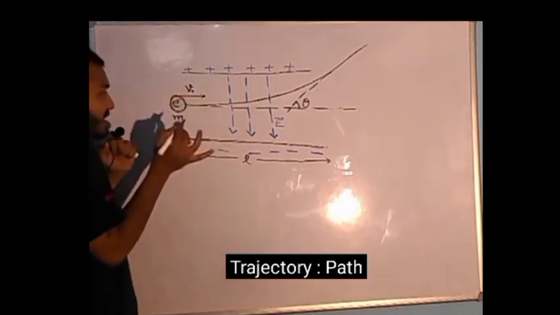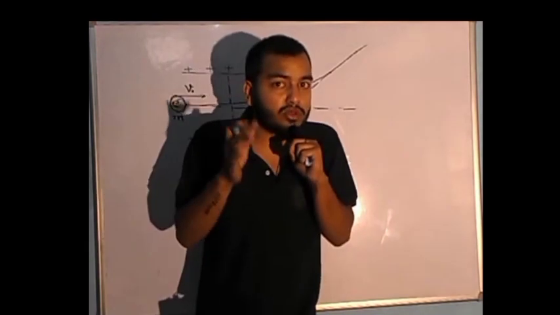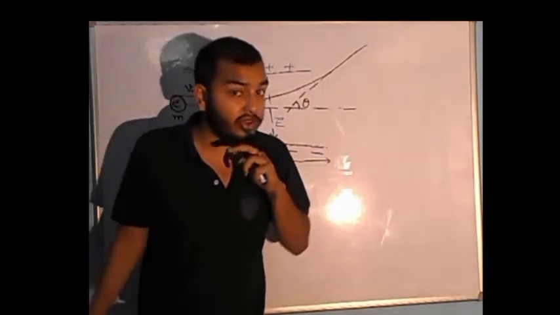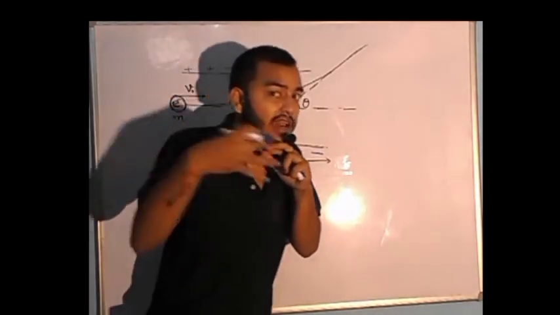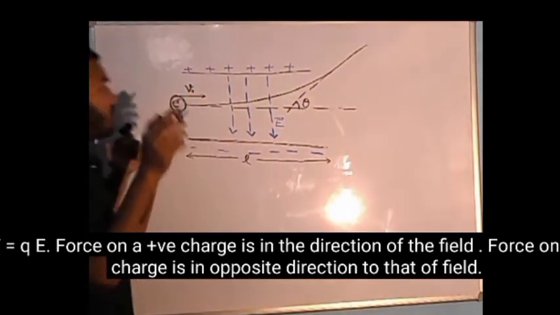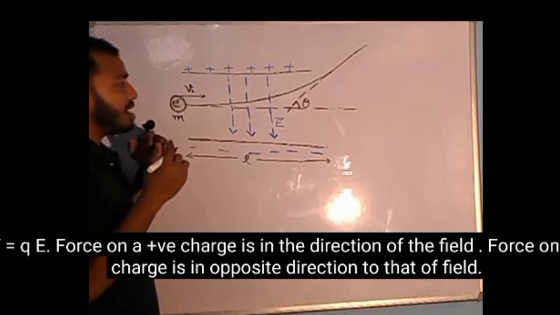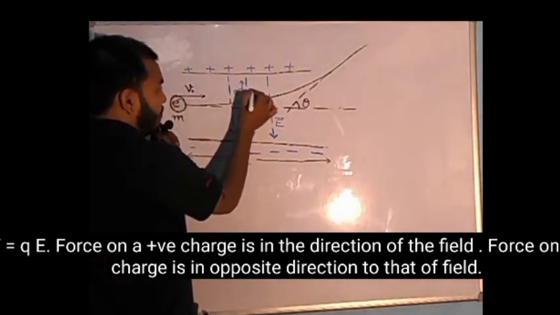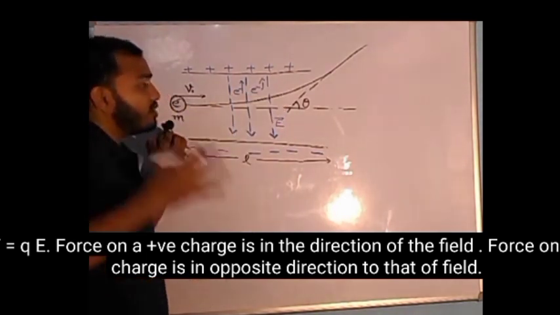When a particle is in an electric field, it experiences a force F equal to Q times E, where Q is the charge and E is the intensity of the electric field. But the force on a positive charge is in the direction of the field, while the force on a negative charge, which is an electron, must be opposite to the direction of the electric field. So when an electron comes over here, it experiences an upward force. I repeat, the force on the electron is opposite to the electric field.